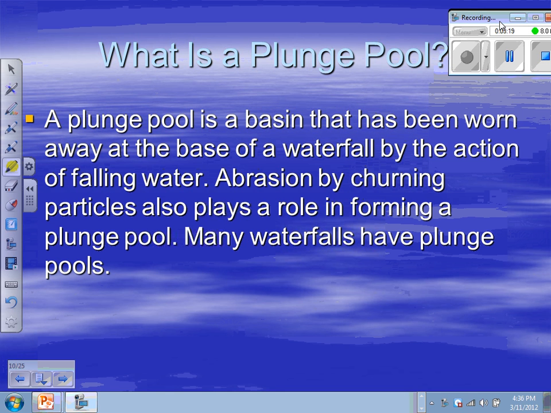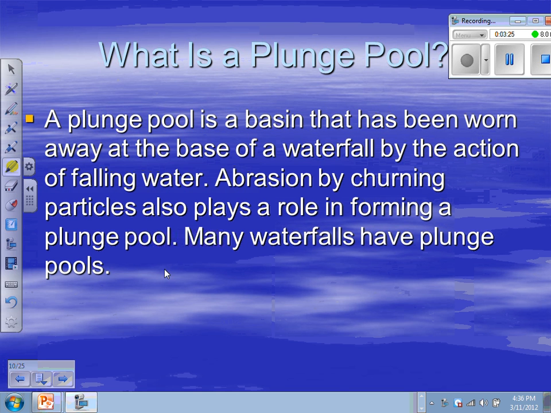What is a plunge pool? A plunge pool is a basin that has been worn away at the base of a waterfall by the action of falling water. Abrasion by churning particles also plays a role in forming a plunge pool. Many waterfalls have plunge pools. And as we've been watching the series Gold Rush, Parker has been looking at the base of waterfalls mainly for the plunge pools. The Porcupine Creek adventure that the original crew looked at, they were looking for these honey holes or the plunge pools at the bottoms of the waterfall where the gold would be deposited.